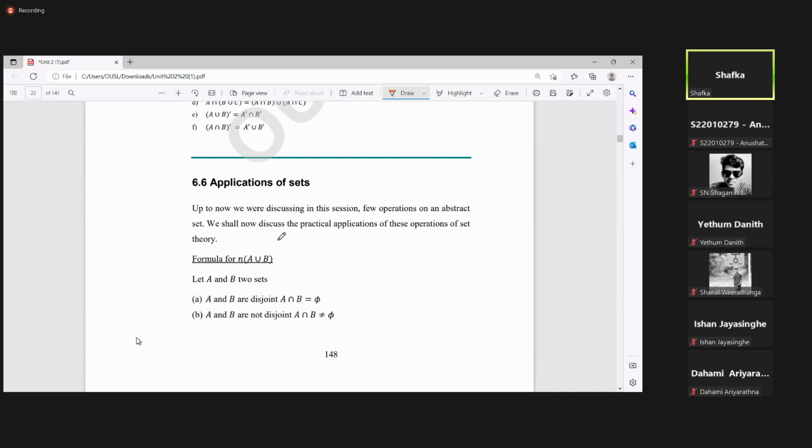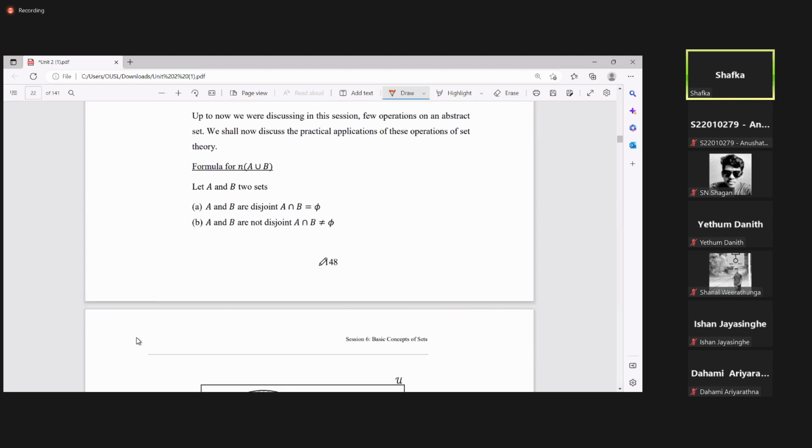When you are considering real world problems, you can identify many sets. There are many set operations that we are applying in real life problems also. So for that, you have to know some basic things in set applications. First of all, we need to study the number of elements in A union B.